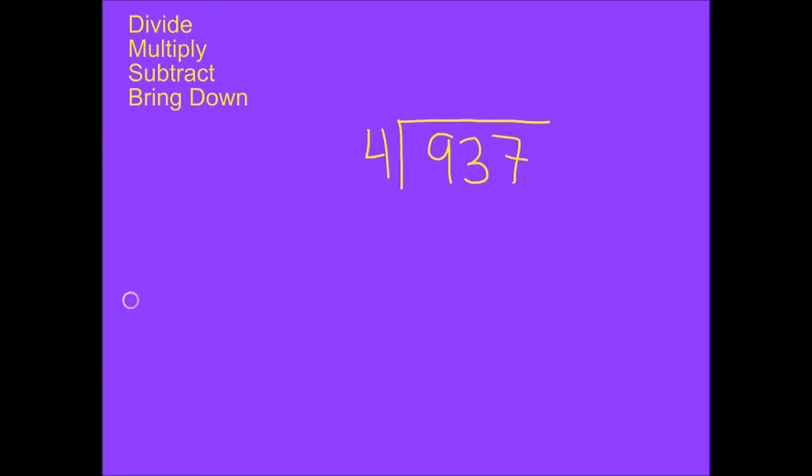First step is you have to decide where to start dividing. So for us, if I look in this hundreds column, we have 9 and our divisor is 4, and there are a couple 4s in 9. So we're going to start dividing into the hundreds, into the 9. So our first step, divide. How many 4s are in 9? Well, 4, 8, I got 2 of them. Next step, we multiply. 4 times 2 is 8. And then we subtract.